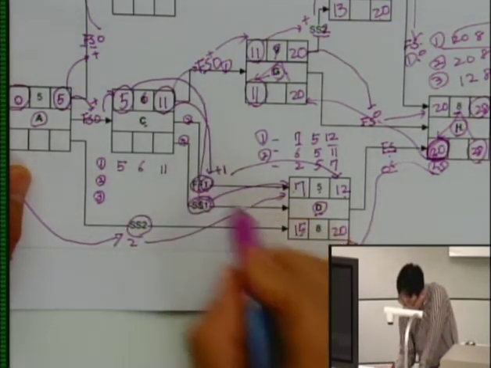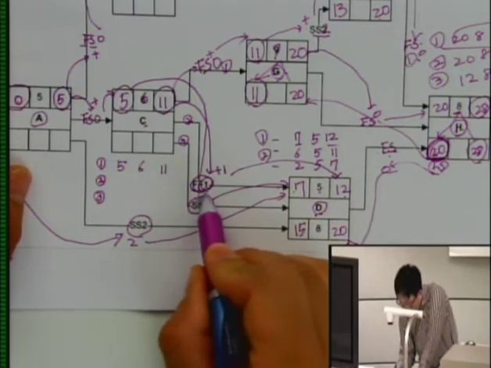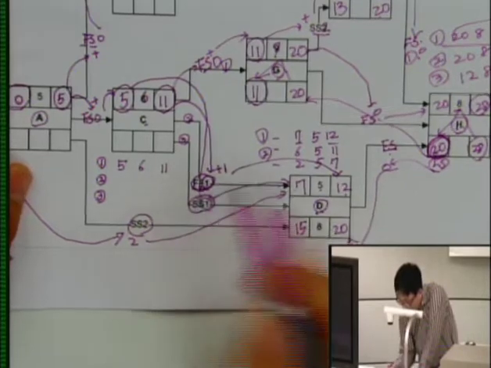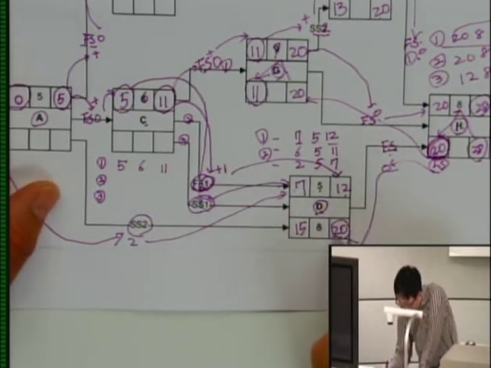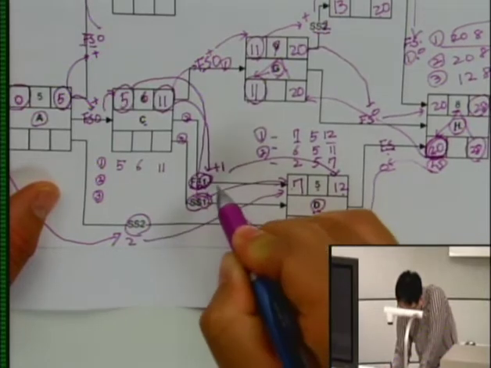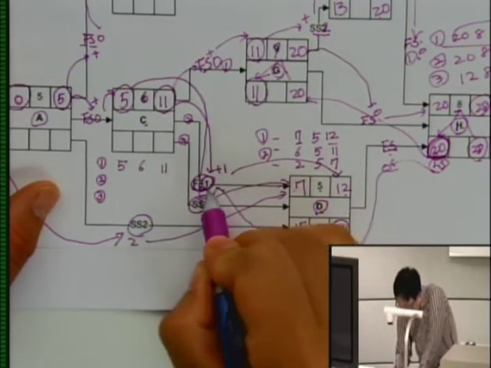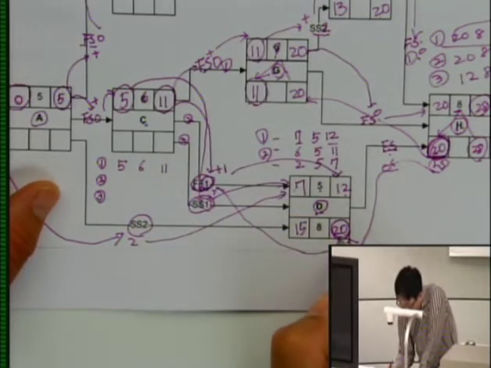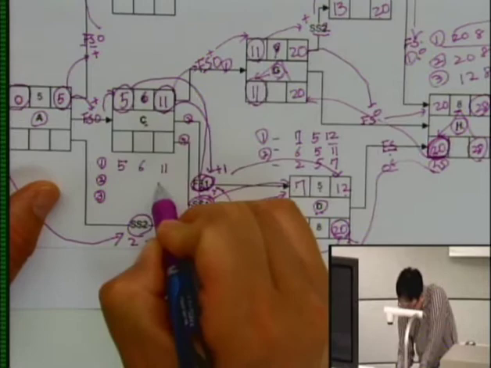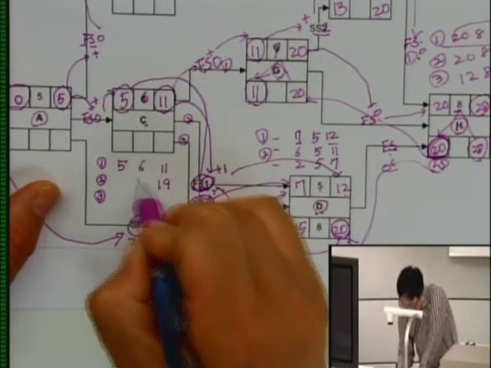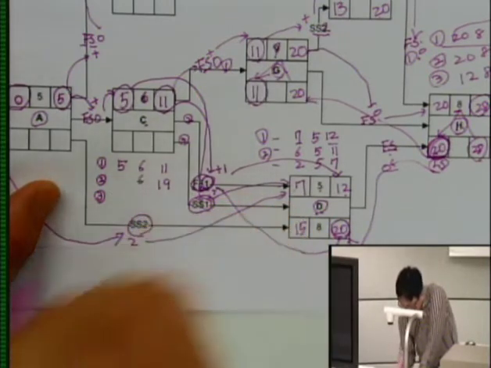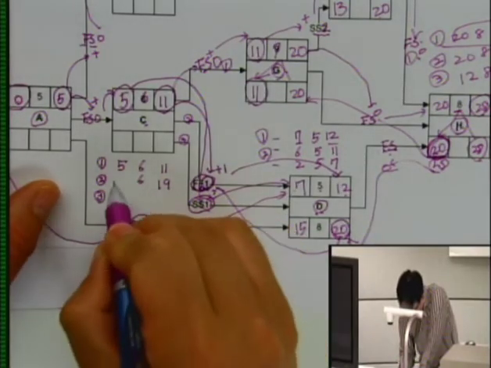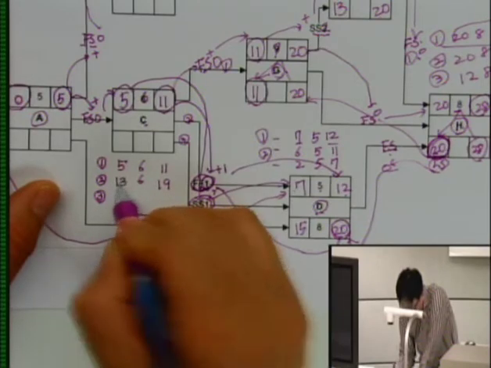Yep. The option number 2 will be finish to finish relationship with 1 day lag. So how can you calculate finish to finish? So late finish of activity D, 20 minus 1, will be 19, which becomes the finish. The duration is what? 6. So your late start day will become 19 minus 6, which is 13.